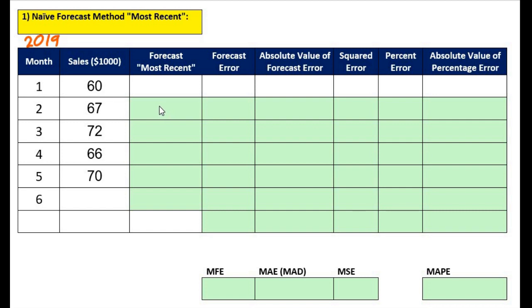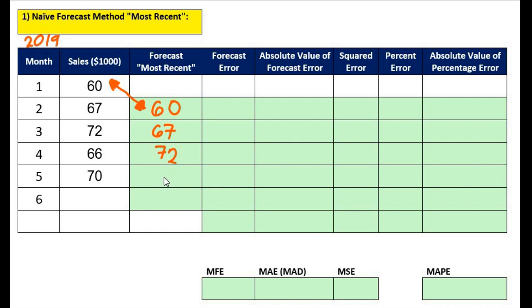We will just copy the actual sales, which is 60,000, as our forecast for month 2. So our forecast would be 60. Simply, we are just getting the value of our actual sales during month 1, and we are using it as our forecast for month 2. Same is true for month 3, our forecast will be 67. For month 4, that would be 72.